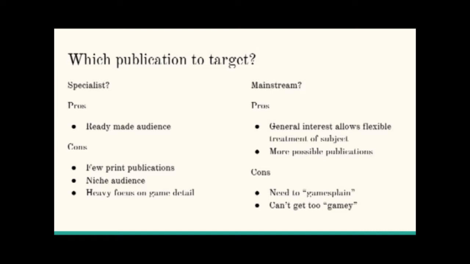In the mainstream, general interest allows you to treat the subject flexibly. It gives you lots of options in narrative terms. I think that's very strong, and there are a lot more possible publications. One thing, it's not a con exactly, but you have to bear in mind that you need to game-splain things, so you need to explain your terms, and you can't get too gamey. You have to always think about your audience, which is, of course, a typical thing in journalism. One can't get away from that. But I think the mainstream gives much more opportunity for this project, so that's where I'm going to go.